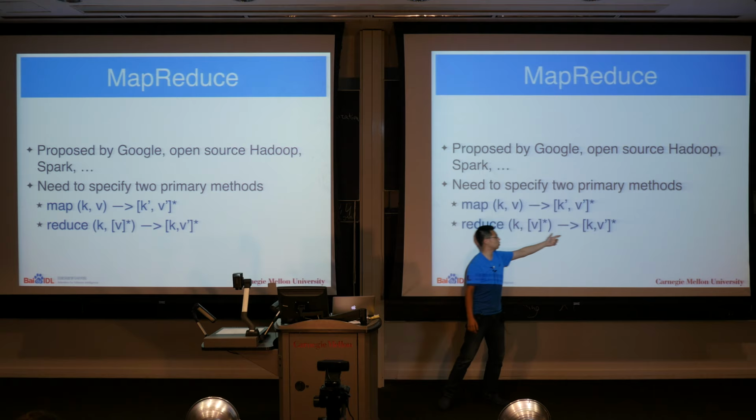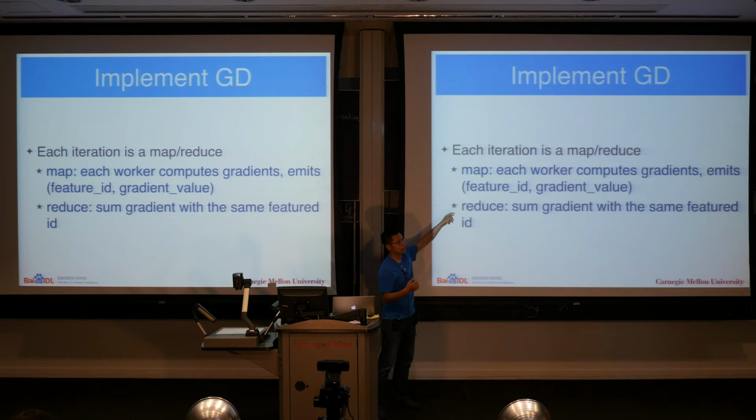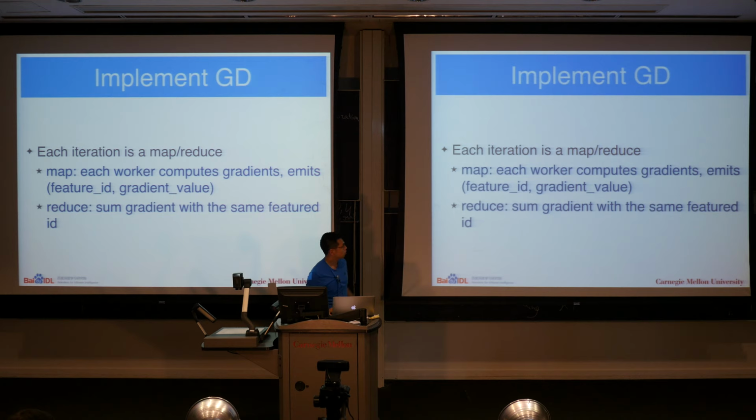So this is MapReduce. Using MapReduce to implement gradient descent is quite simple. Each iteration can be viewed as a map and a reduce. In the map stage, each worker computes the gradient using local data and outputs a gradient. The gradient can be represented with the feature ID as the key and the gradient value as the value. Then in the reduce stage, some machines sum over all these gradient values for each key. So you get the global gradient. So far so good. This is the programming model, and this is how MapReduce has been implemented.